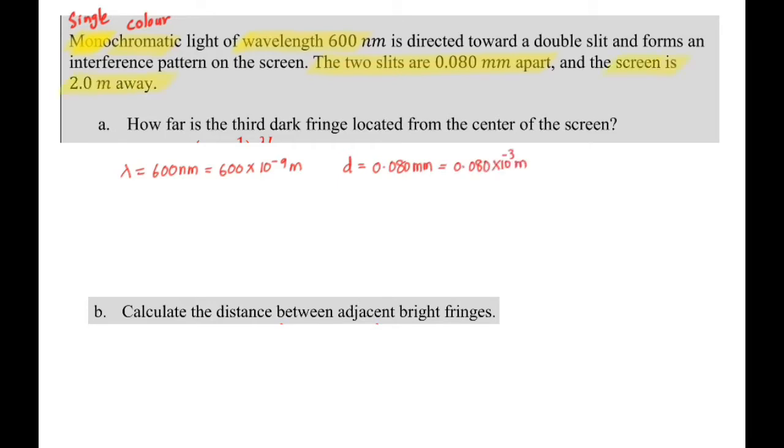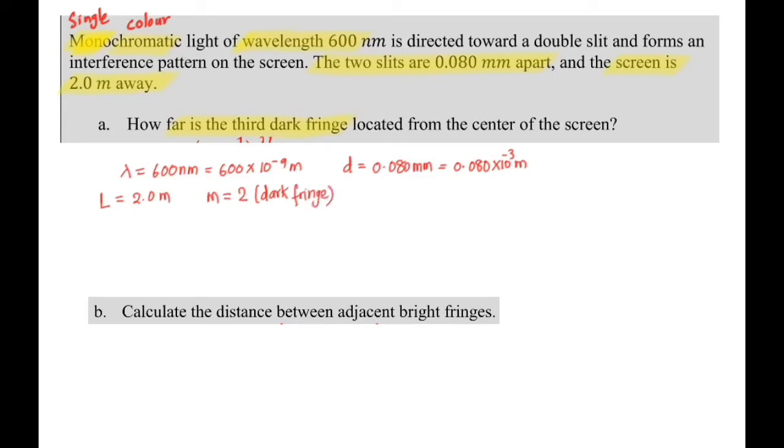Next it says two slits are 0.080 millimeter apart and the screen is 2 meter away. So we can see the two slits, separation between the two slits is given by 0.080 millimeter, which we have to convert to meter. So we write it as 0.080 multiplied by 10 to the power negative 3 meter. The screen is 2 meter away, so the value of L is 2 meter. It need not be converted because it's already in meters.